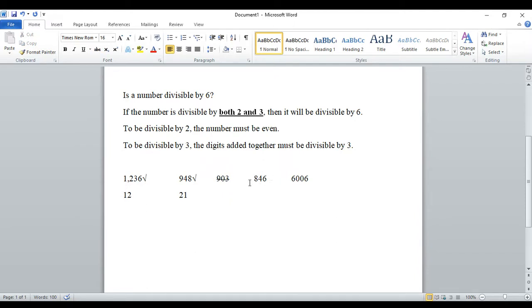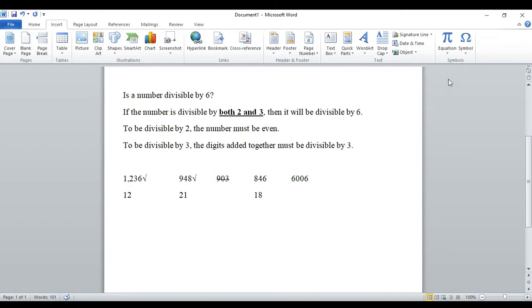So let's try 846. Is it divisible by 2? It's even, so yes it is. It passed the first test. Is it divisible by 3? Well, let's add up the numbers and find out. What is 8 plus 4? 8 plus 4 is 12, and 12 plus 6 is 18. So will 3 go into 18? Yes, it will. So it passed the second test. That means that 846 will be divisible by 6, or will be a multiple of 6.